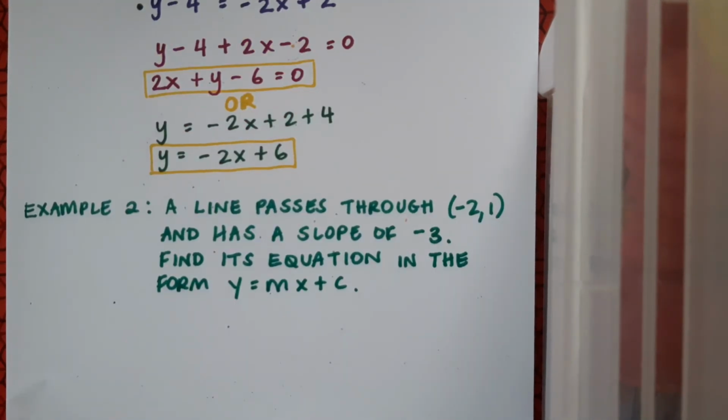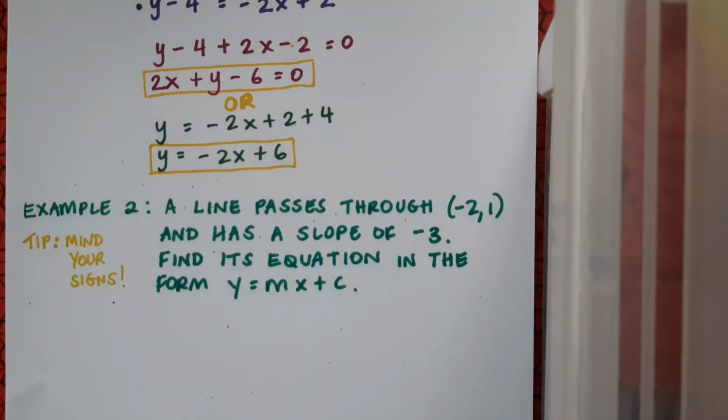So here we have a line passing through the point minus 2, 1, and it has a slope of minus 3. We want to find its equation, and this time I'm being directed to which option I should use. I want to write it in the form y equals mx plus c. So I'm going to go through this example, but if you feel confident that you know what to do, you can pause it here and try and do it yourself. Just a little hint, watch out for signs.